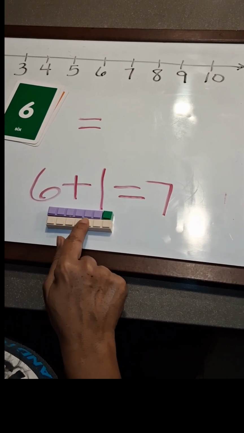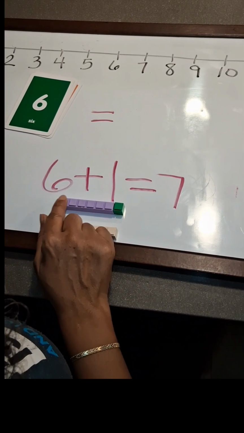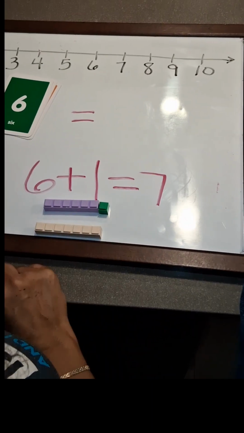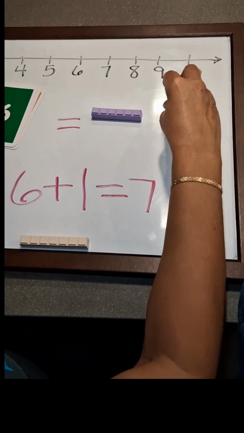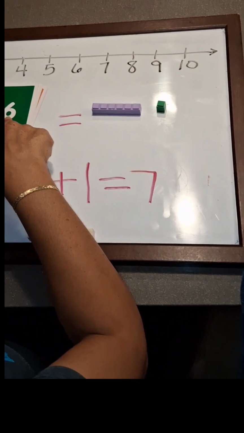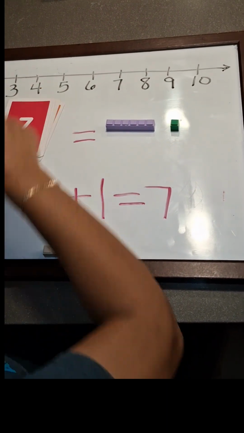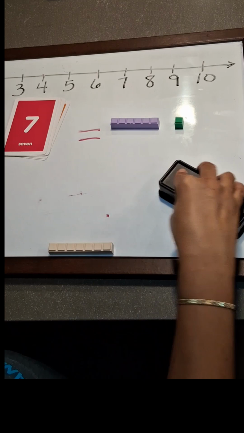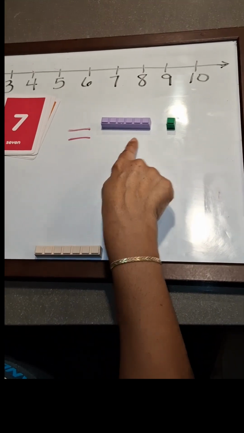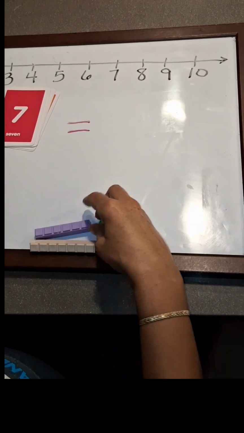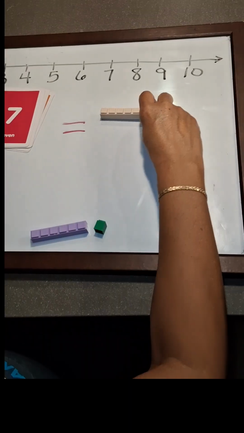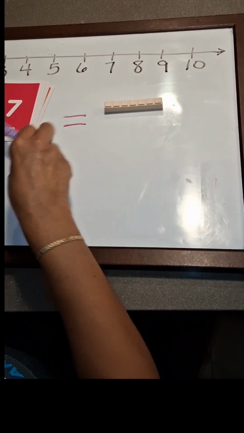1, 2, 3, 4, 5, 6, 7. 6 plus 1 is not 6 anymore because I have 1 more. I have 7. Then what I'll do is regroup that 7 for this 7. And now I have 7 and 7.